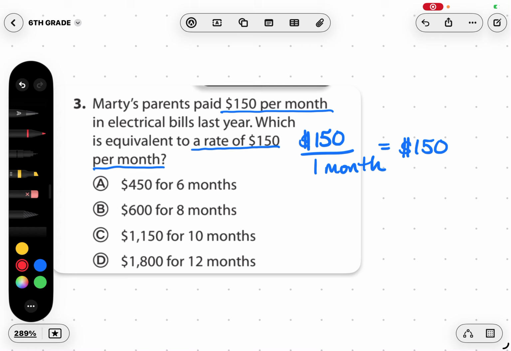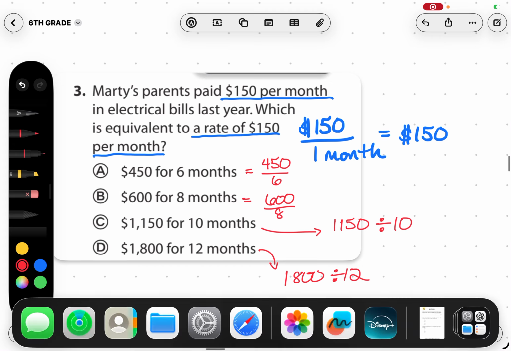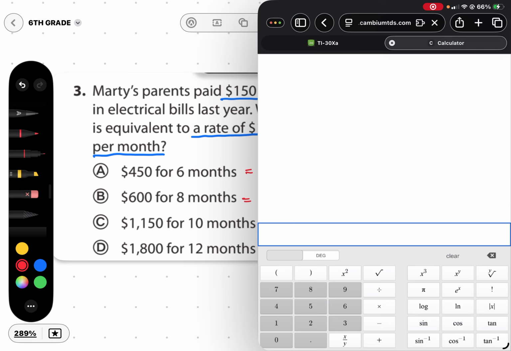So for A, we would be dividing 450 divided by 6. For B, we're going to do 600 divided by 8. For C, we're going to do 1,150 divided by 10. And for D, we're going to do 1,800 divided by 12. The one that gives us 150 will be the correct answer. So now let's just go to the calculator. And I'm going to use the online calculator this time.